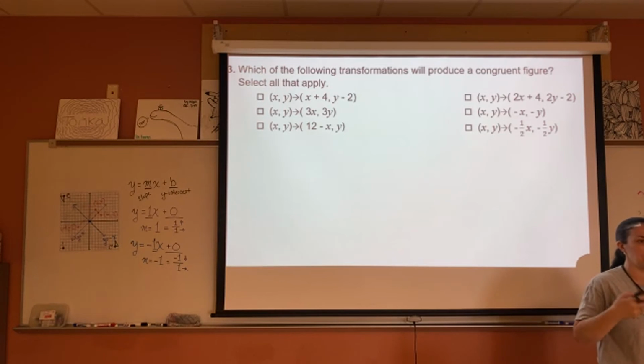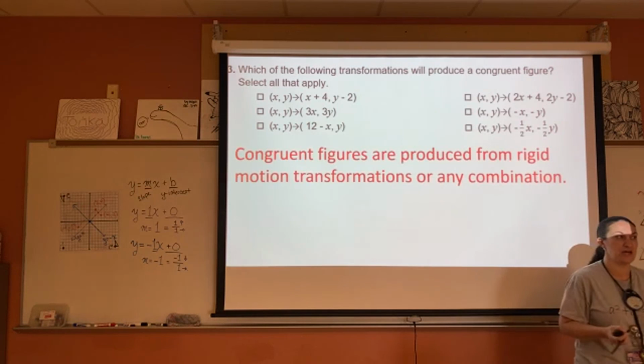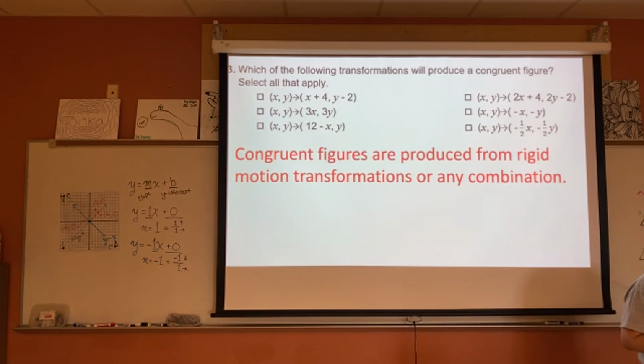If they're congruent, if they're the same size and shape, they have rigid motion. So we're looking for figures that have rigid motion. There were 4 different types of transformations we talked about. Which ones have rigid motion? Translation, reflection, rotation. There's one left that didn't have rigid motion. Which one is that? Dilation. So that means we want congruent figures.